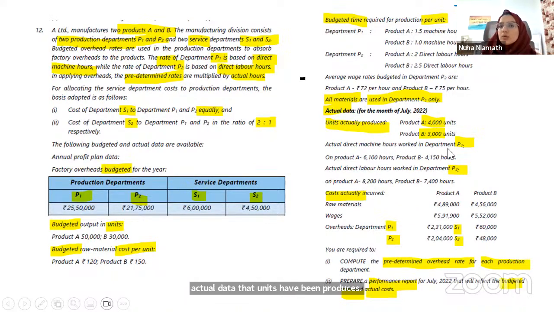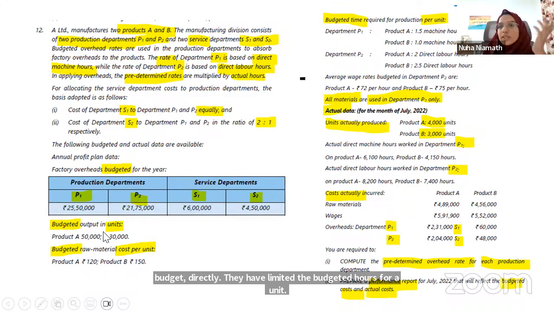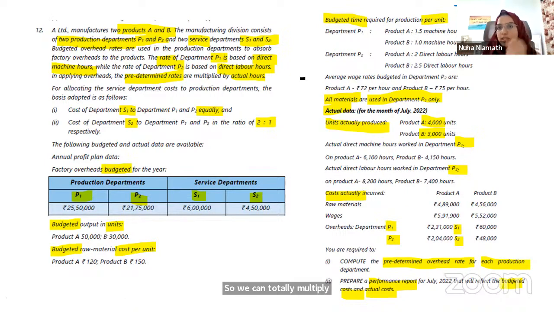Actual direct machine hours worked in department P1. On product A, 6,100 hours have been worked. On product B, 4,150 hours have been worked. What is the budgeted hours? They have not given the budgeted hours directly. They have given the budgeted hours for a unit. So we can multiply the budgeted hour per unit into the budgeted units and get the total budgeted hours. That's how we'll calculate the budgeted hours. Then we have actual direct labor hours worked in department P2. On product A is 8,200 hours and product B is 7,400 hours.